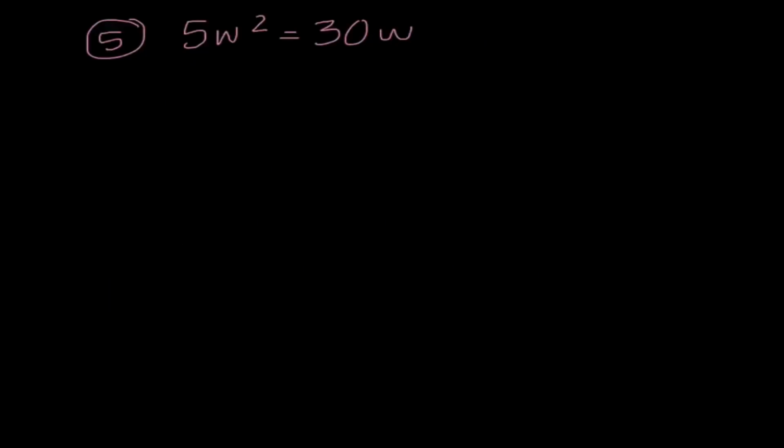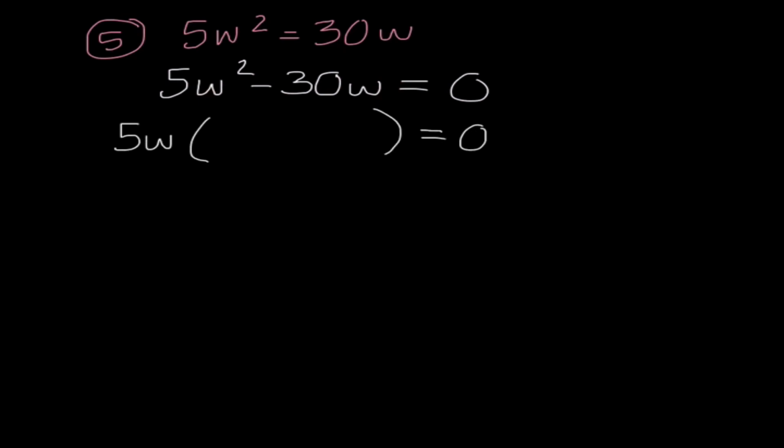Final problem. Once again, I'm going to have to start by getting the set equal to 0. So I'm going to subtract 30w from each side. And sometimes when we see something like this, it stresses us out, but we need to remember that I should always begin by looking for a GCF. And I can see that I can take a 5w out of both terms. So when I take 5w out of the first term, I'm left with w. Just to check, 5w times w is 5w squared. When I take 5w out of the second term, I'm left with minus 6.